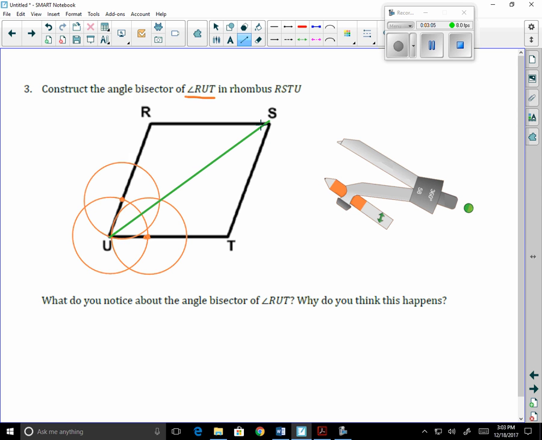Why? The reason is that in a rhombus, the angles are bisected by the diagonals. So because this is an angle bisector, it should create a diagonal. The bottom question says, what do you notice about the bisector? It's a diagonal of the rhombus. And why do you think this happens? The answer is because the diagonals bisect the angles.